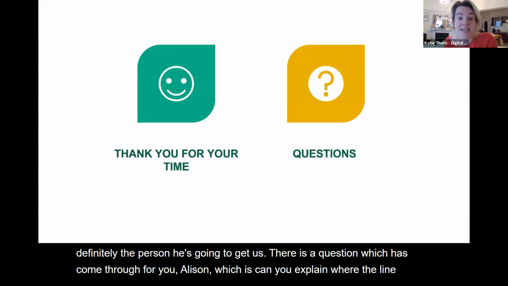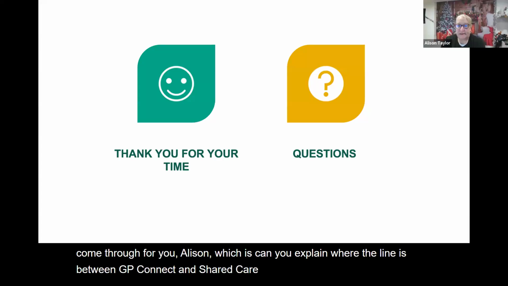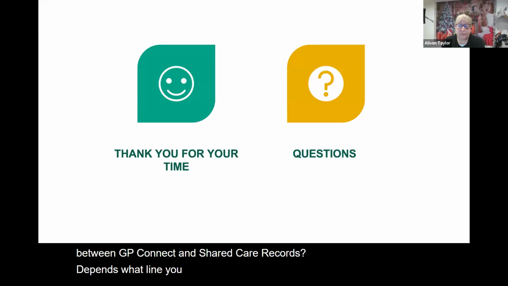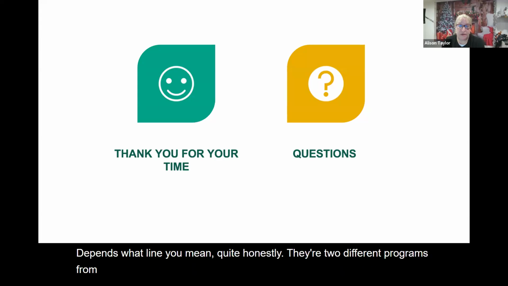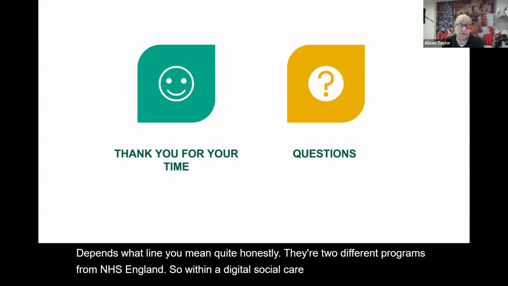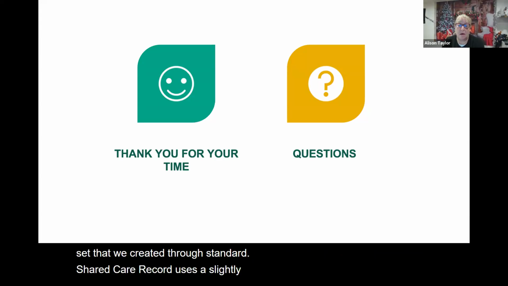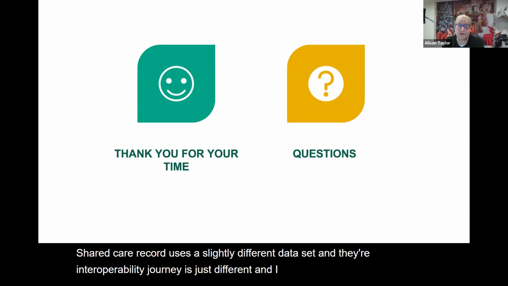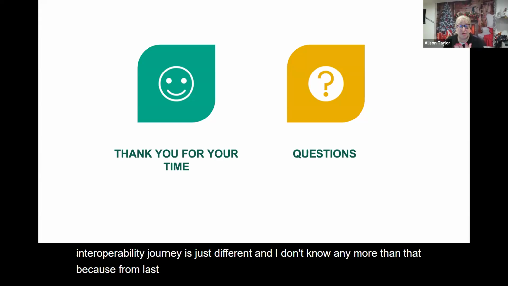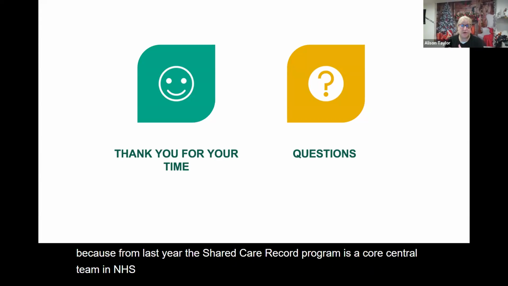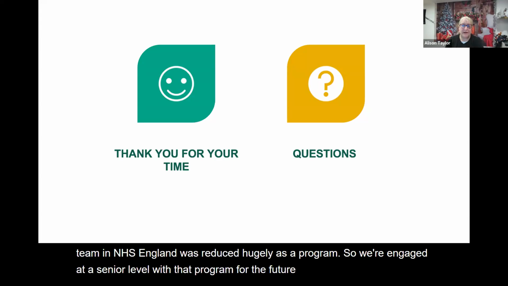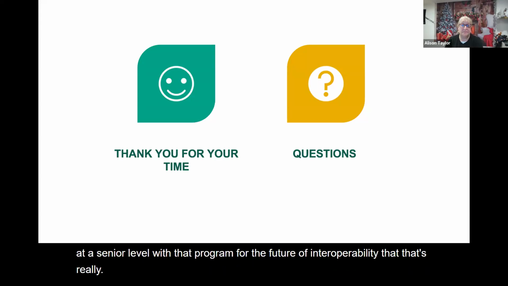can you explain where the line is between GP Connect and shared care records? Oh, depends what line you mean, quite honestly. They're two different programs from NHS England. So within a digital social care record, we use the data set that were created through the standard. The shared care record uses a slightly different data set, and their interoperability journey is just different. And I don't know any more than that, because from last year, the shared care record program as a core central team in NHS England was reduced hugely as a program. So we're engaged at a senior level with that program for the future of interoperability, but that's really as much as I can tell you.